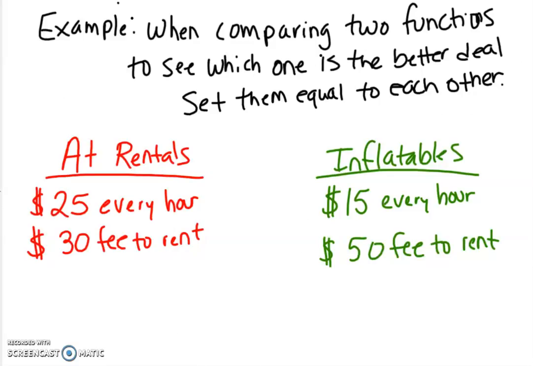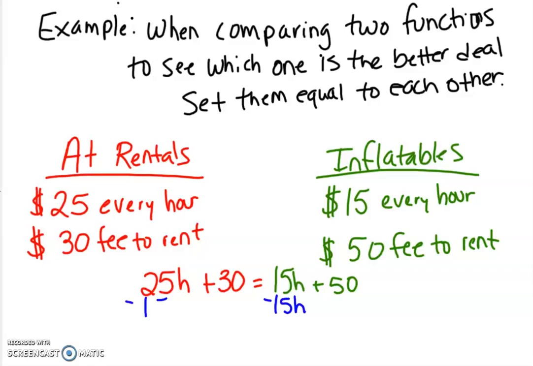Sometimes they give you a word problem and they want to know which one's the better deal. When they do that, you want to set them equal to each other. So, A Plus Rentals, they charge you $25 every hour, plus $30 just to rent their inflatable. Inflatables charges $15 every hour, plus $50 just to rent their inflatables. So, you can put all your h's on the left, all your regular numbers on the right. So you would do the opposite or the inverse and subtract.